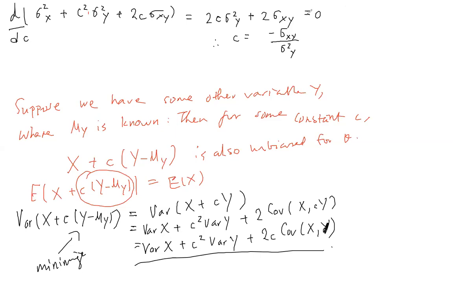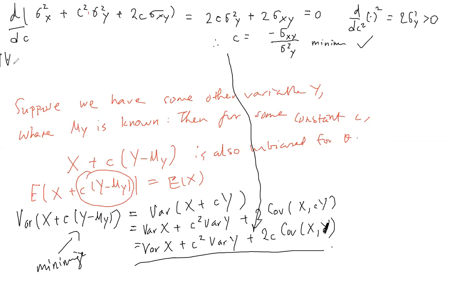If you take the second order derivative, d of that over dc squared is equal to 2 variance of y, right? It's positive, so this is a minimum, okay? So we found the minimum. So then you plug back into this equation here.